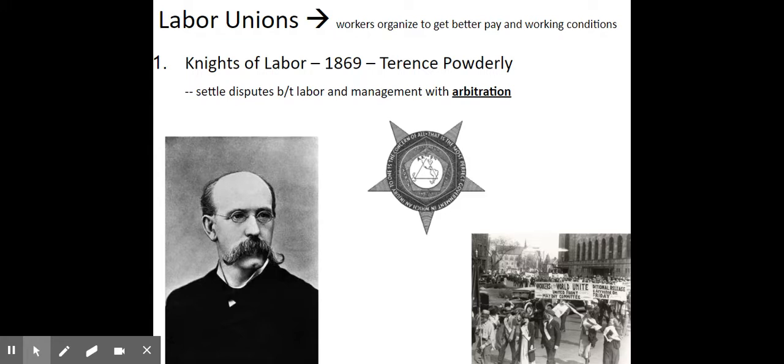Now, this is the oldest labor union, all right? It also has open membership, all right? Anybody can join the Knights of Labor, no matter what occupation they're in, okay? And that'll make more sense when we talk about the other two examples that we're going to mention today, okay? So anybody can join the Knights of Labor as long as you have a job, okay?